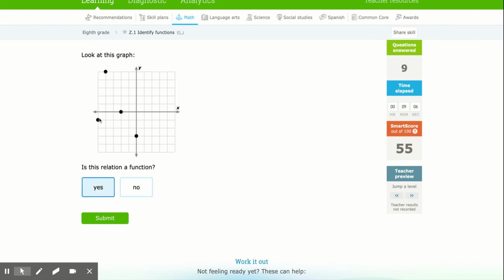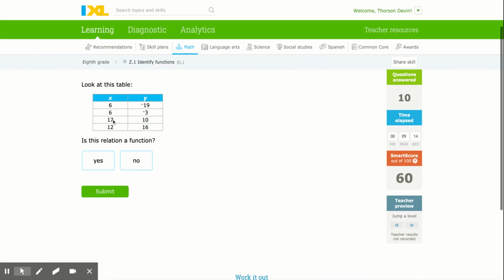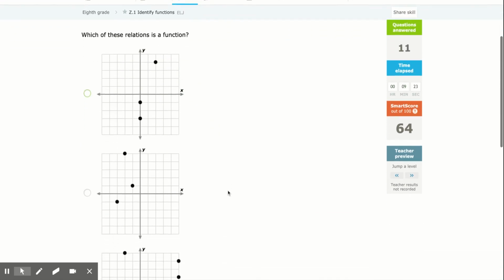That is a function because there's no point right below this one, no point above or below, no point above or below. There's no points. I was hoping we'd hurry and get to a graph that lined up vertically. That is not a function because 6 is repeated. So not a function.